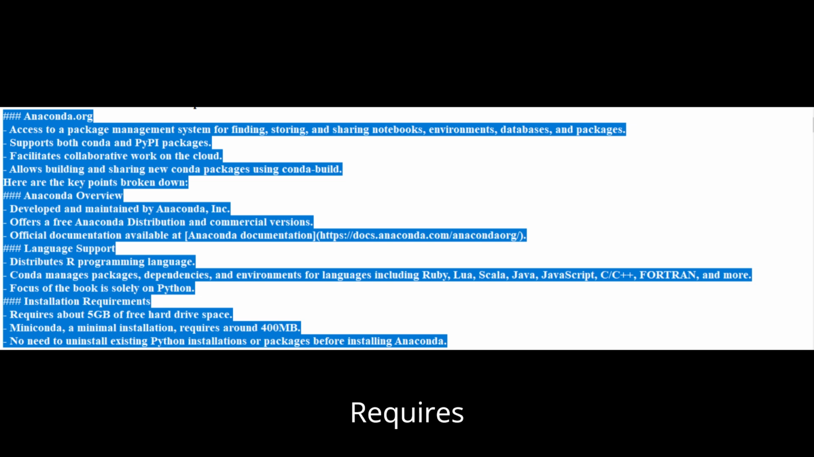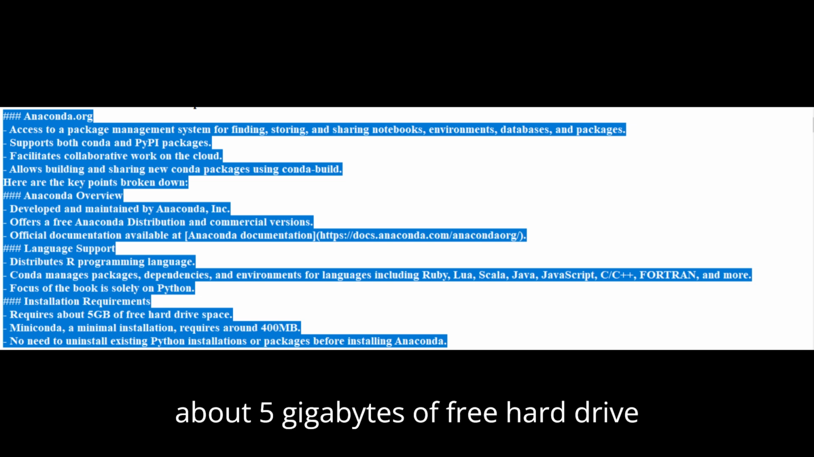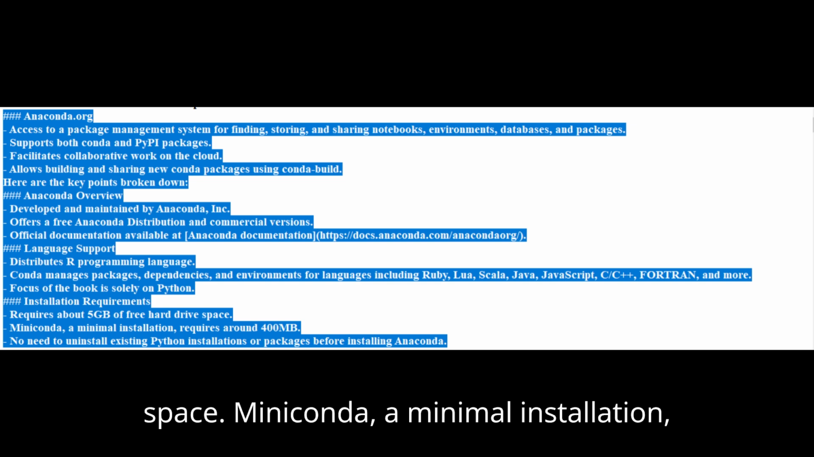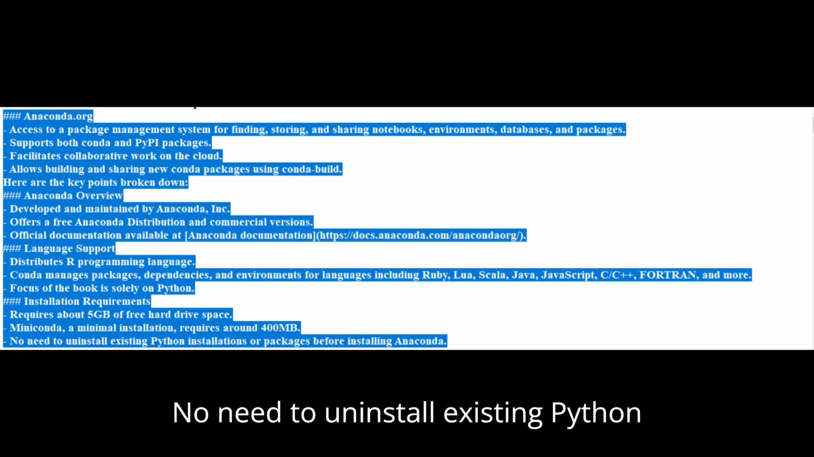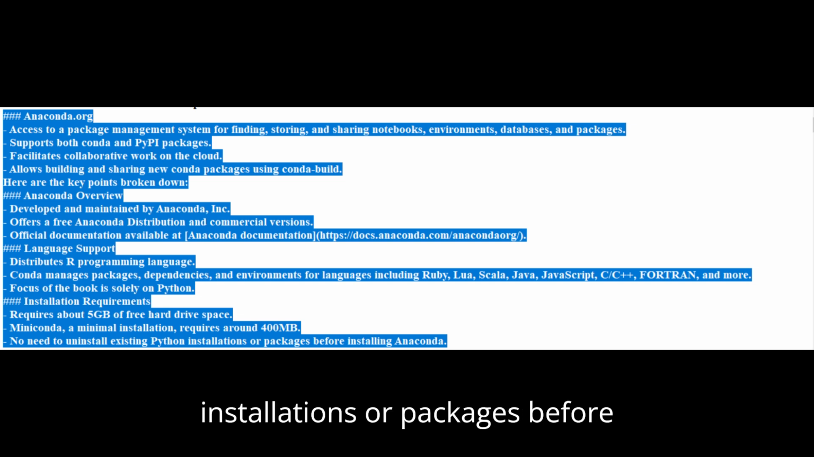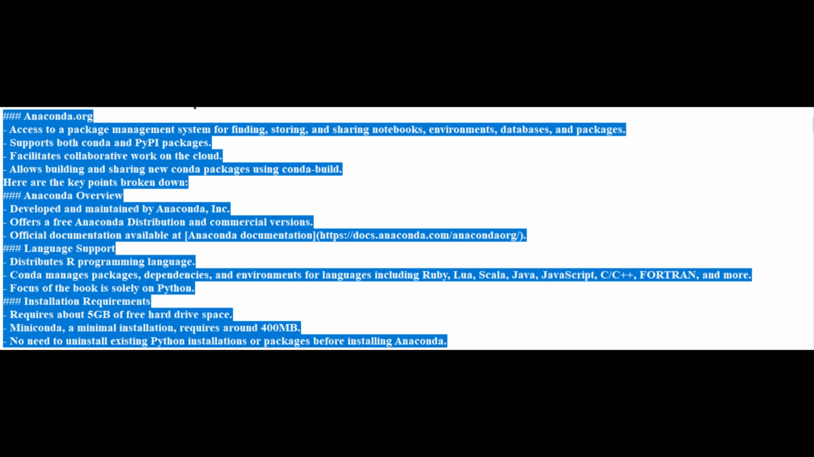Installation requirements. Requires about 5 GB of free hard drive space. Miniconda, a minimal installation, requires around 400 megabytes. No need to uninstall existing Python installations or packages before installing Anaconda.